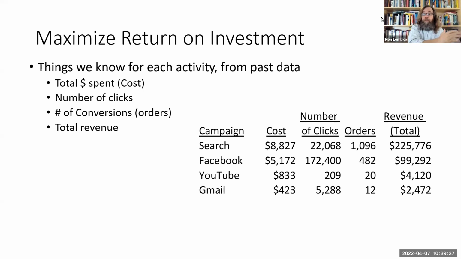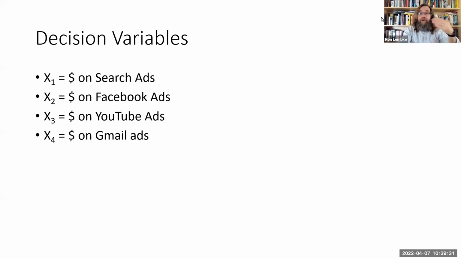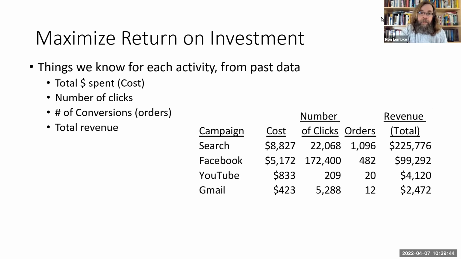So we've already done the first step, which is figure out what the variables are. And the variables are how much we're spending in each of those categories, because that's what we can decide. We don't get to decide how many people will buy our stuff. We get to decide how much to spend on these different outlets. Now, what we're trying to do is maximize our return on investment.